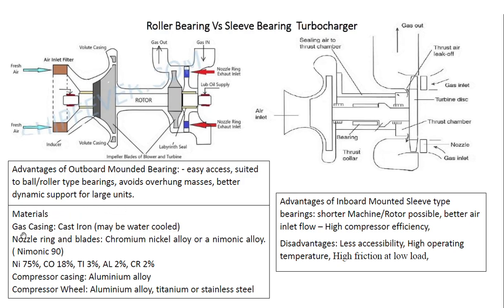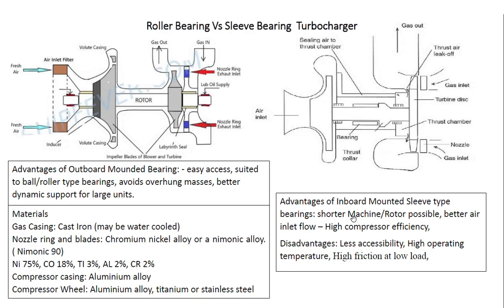Okay, material. We have a gas casing, cast iron, maybe water cooled. Nozzle ring and blade, chromium nickel alloy or Nimonic alloy. Nimonic 90: nickel 75%, cobalt 18%, tin 30%, aluminum 2%, chromium 2%. Compressor casing, aluminum alloy. Compressor wheel, aluminum alloy, titanium or stainless steel. These can also be asked.